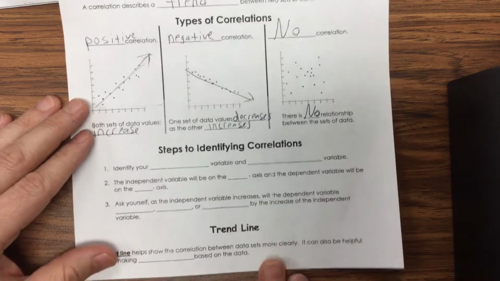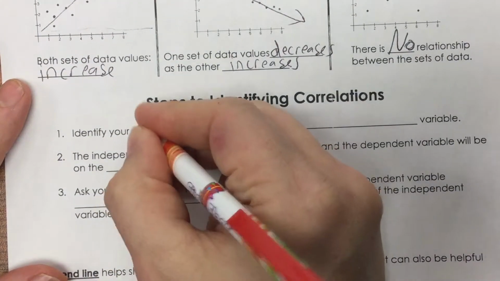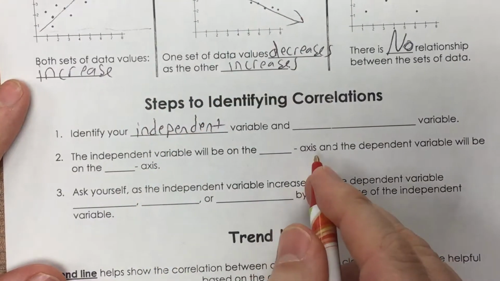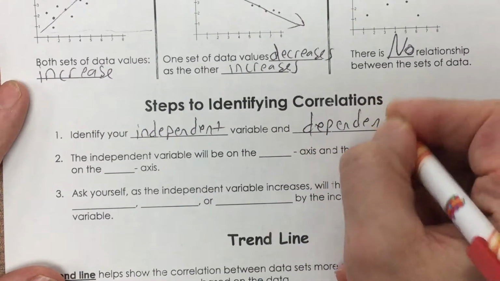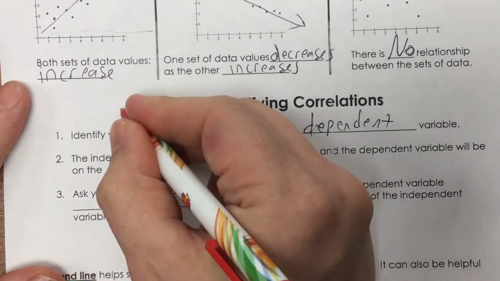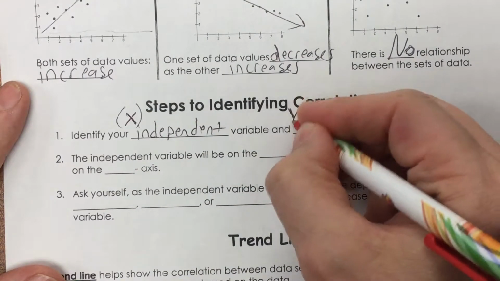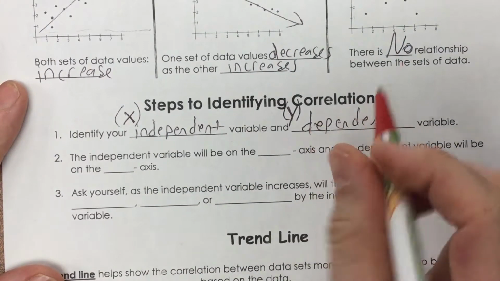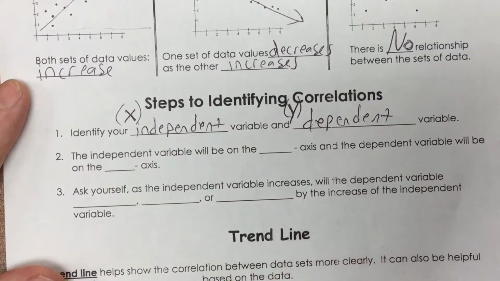Okay, so the steps to identifying correlations. You want to first identify your independent variable and your dependent variable. Remember, independent is x. That's what happens first. That is generally the cause, whereas the dependent is the y. It's the effect. It's what happens second. Remember, Roy D., the cow painting up and down, depends on Dixie. That still comes to play in this.